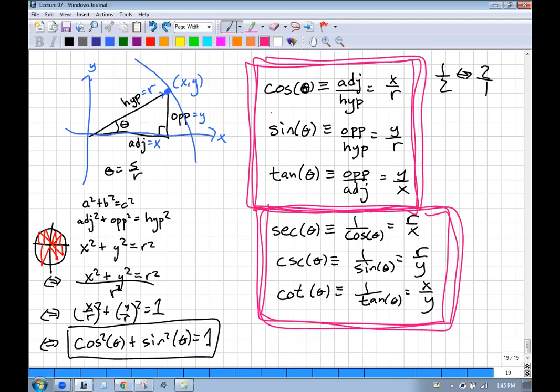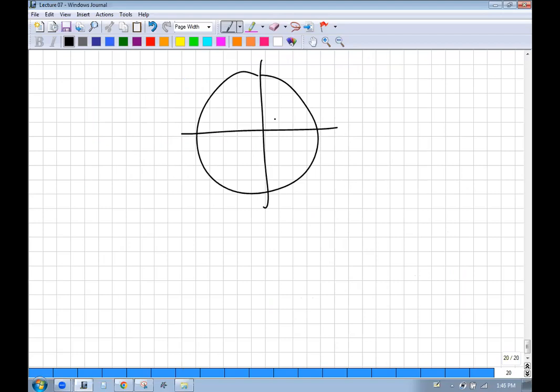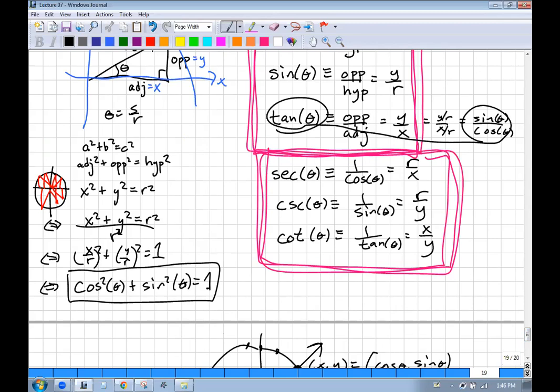And now look at this tangent, y over x. That's the same thing as y over r divided by x over r. If I divide the top and the bottom by r, this is just sine over cosine. So if I know sine and cosine, I know tangent. On the unit circle, the point x, y is just cosine, sine. So if I know points on the unit circle, I can evaluate sine and cosine. If I know sine and cosine, I already know tangent, because tangent is just the ratio of sine to cosine. And look at all these. These are all just cosines and sines. So we need to know points on the unit circle.